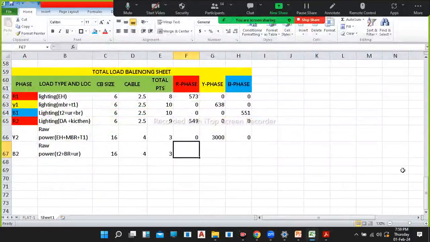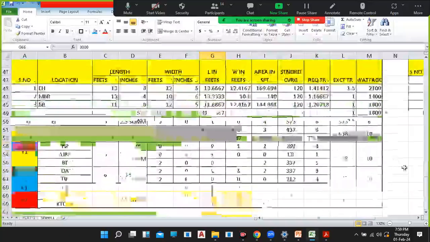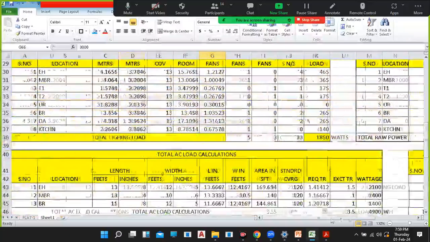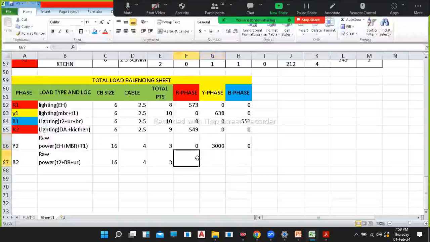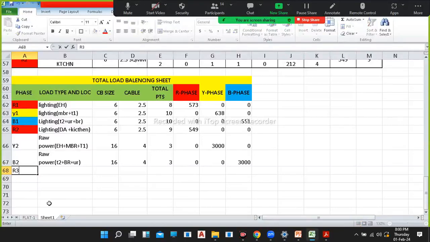Okay, now so what I'll do the next is raw power का इधर 3 हो गया। अभी next टॉयलेट 2 का, यूटिलिटी का, बेडरूम का 1 मिलिया में, टॉयलेट 2, यूटिलिटी, बेडरूम 3. So the same I'll write here, 1640, the 0, and it is 3000. Okay, B phase. The next is R2, Y2, B2. The next is R3. So the same raw power.